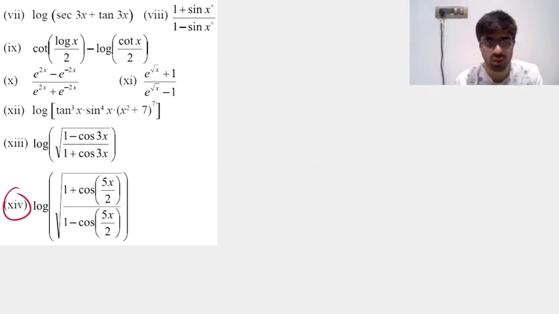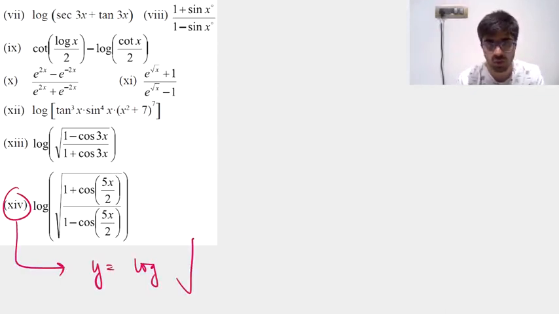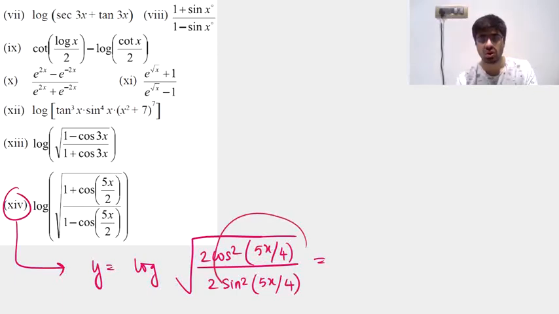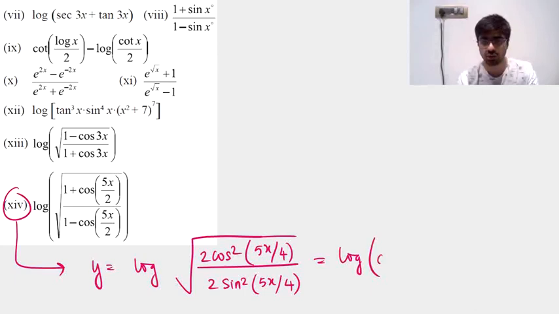We continue with the 14th one. Use the same very formula. So y will be log of root 1 plus cos, making it 2 cos square 5x by 4. So be careful with that. Divided by the denominator, which is 1 minus cos, so that's 2 sin square 5x by 4. 2 gets cancelled. Cot square theta, root of it, that makes it cot theta. So we get log of cot 5x by 4. Take a derivative of that function in a similar way, similar to the previous question.